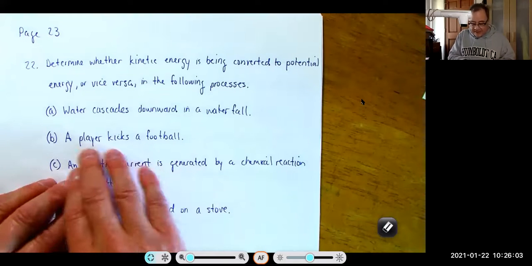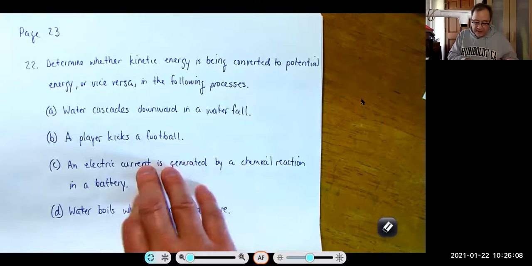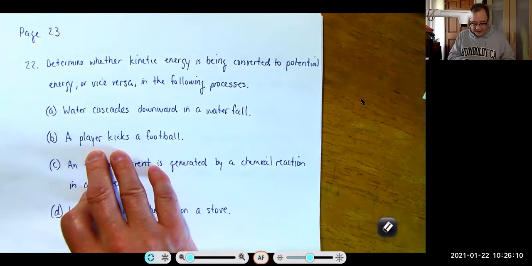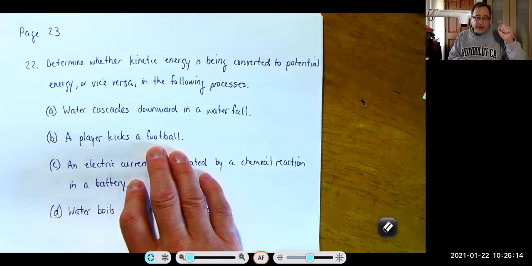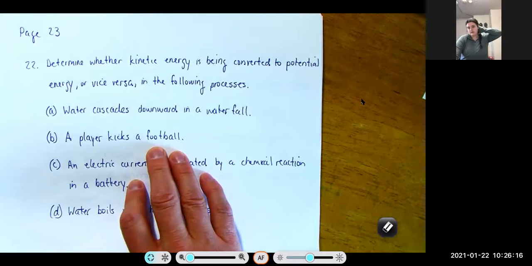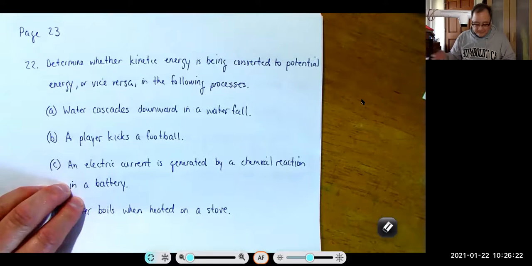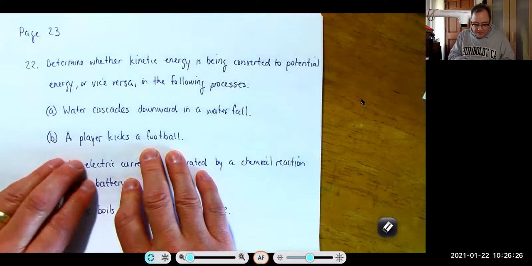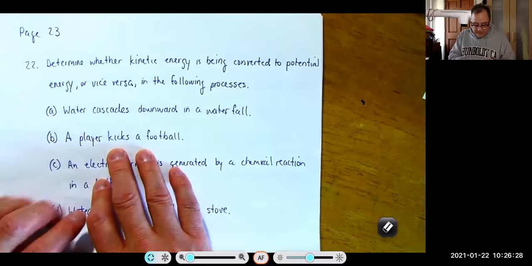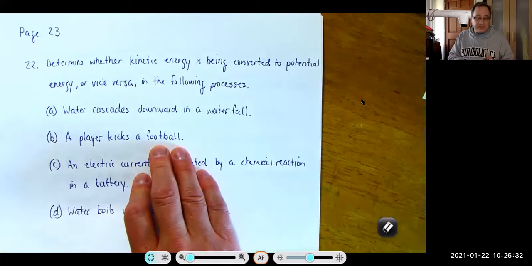A player kicks a football. So here, if we think about the player being in motion, that's kinetic energy. If we think of the football as being stationary, it's got potential. But if we think about the football being in the air, then it's kinetic energy. So this, again, is a tricky one. Maybe a little more clear than the one above, but we could say that the player kicking is kinetic and the stationary football is potential.